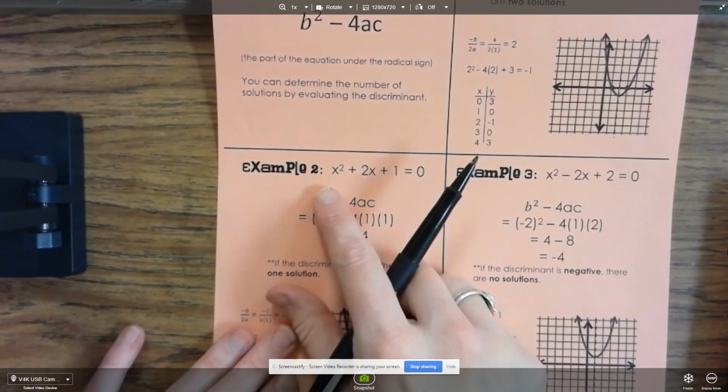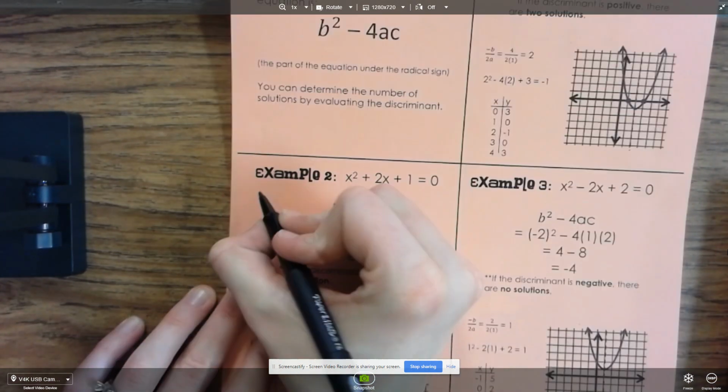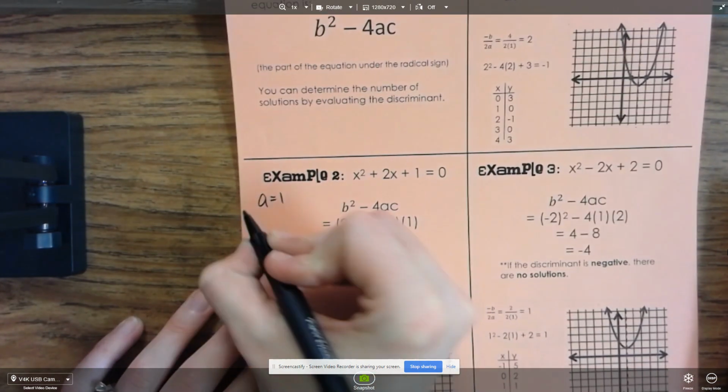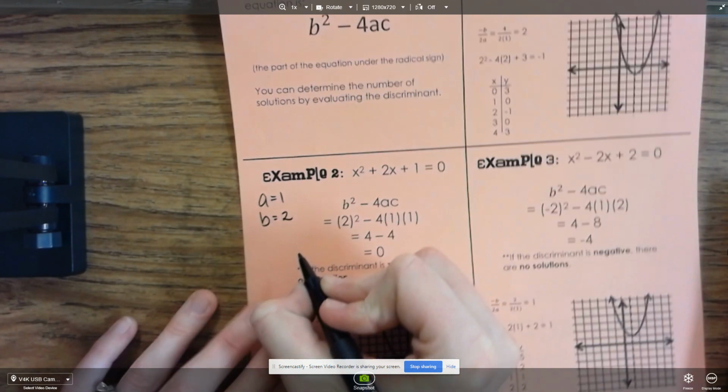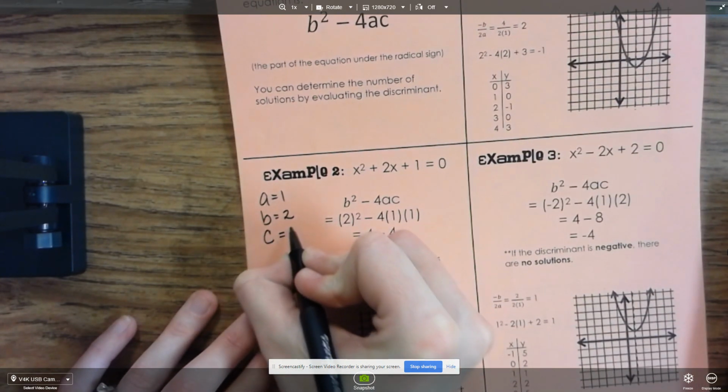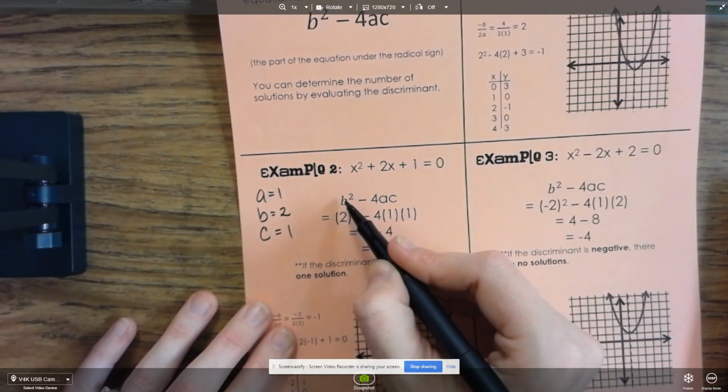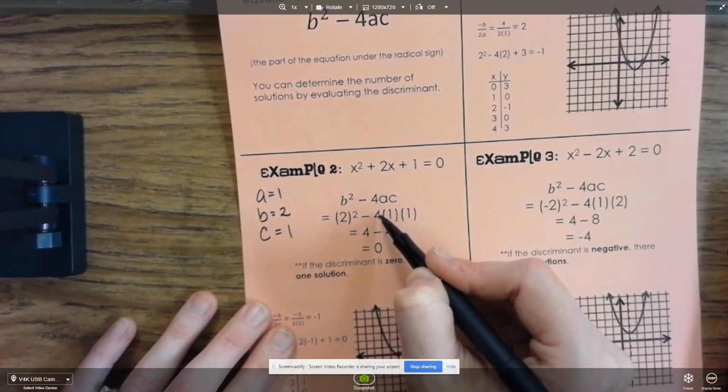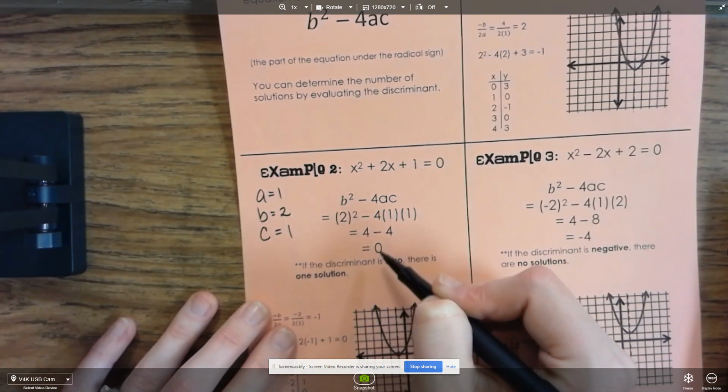All right, so same thing down here. So a would equal 1, b would equal 2, and then c would equal 1. So I plug these values in: b squared minus 4 times a times c. This time I got a 0.